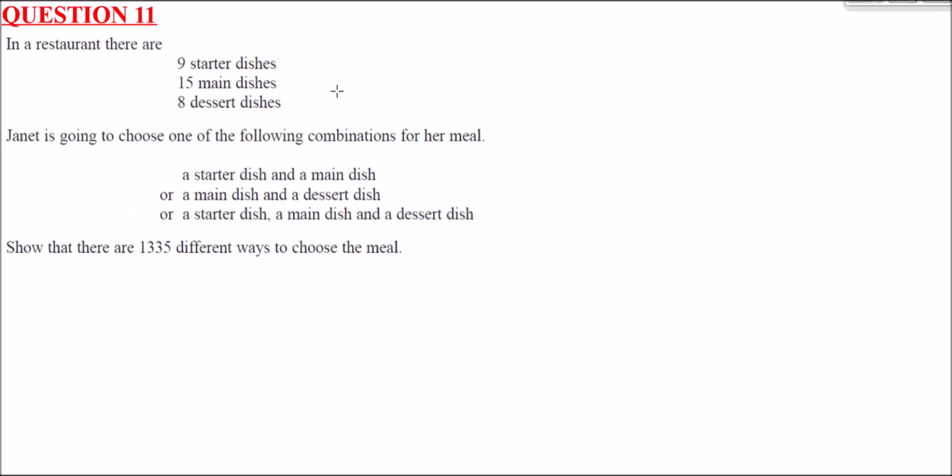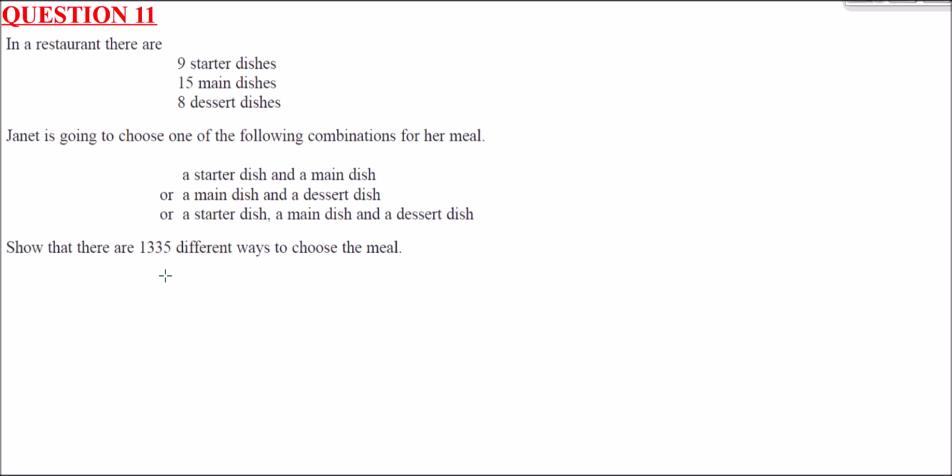So question 11. In a restaurant, we've got 9 starter dishes, 15 mains and 8 desserts. Janet's going to choose one of the following combinations for her meal. So she might have a starter and a main, or she might have a main and a dessert, or she might even have a starter, a main and a dessert dish. So we need to show now that there are 1,335 different ways to choose the meal. So this is what we're going to do now.